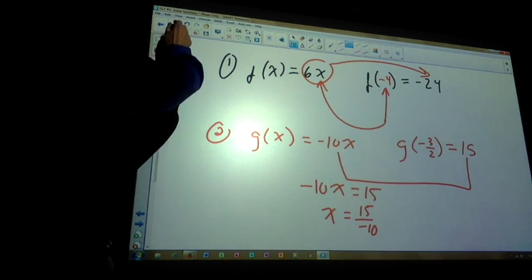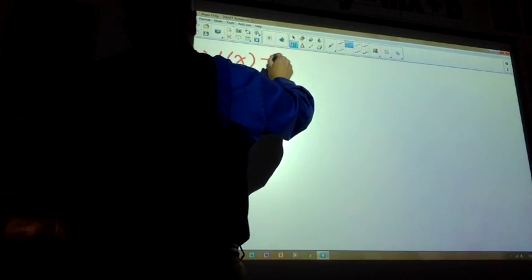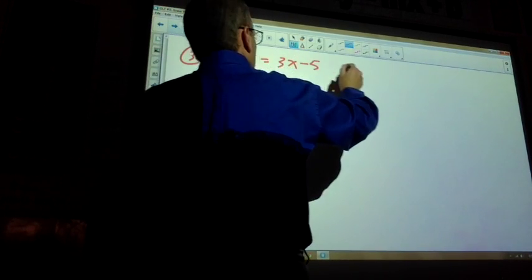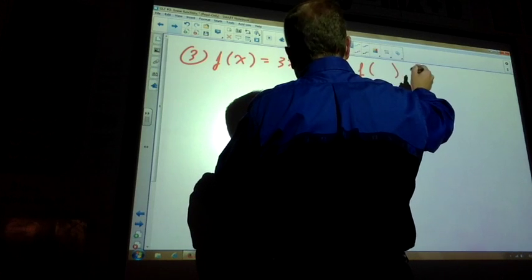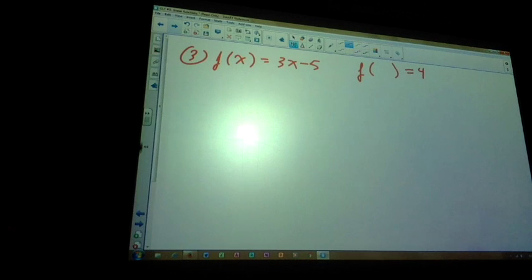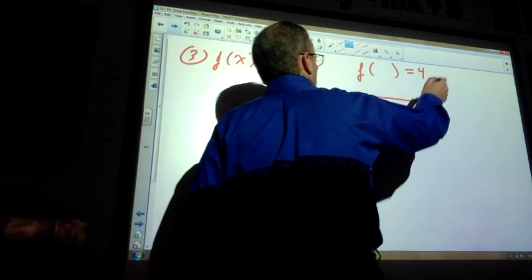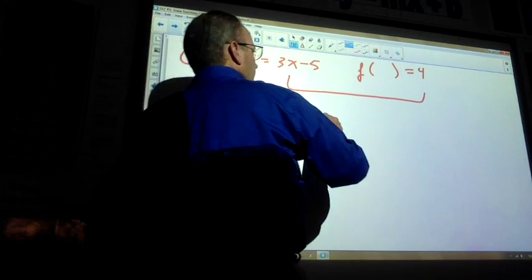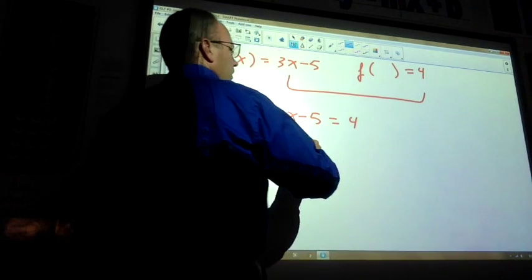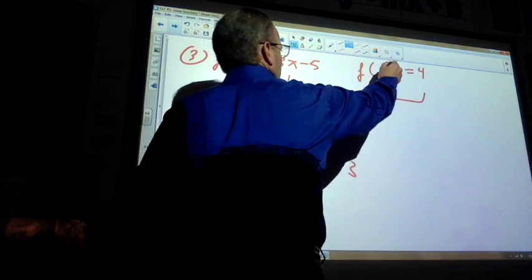Problem number 3. And again, this should be blank here. It's kind of hard. I know that some of you will sit there and stare at this and try to think through, okay, if I plug in 1, nope, plug in 2, nope, plug in 3. Again, if you take this and set this equal to that, I'm going to add 5, and then divide by 3. So the answer to this should be 3.